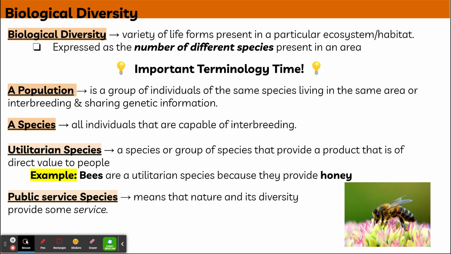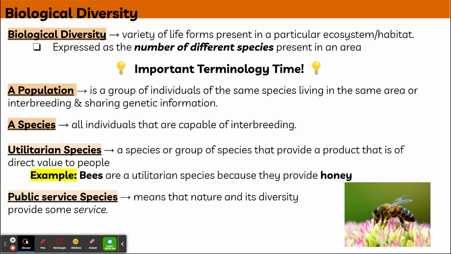A population is a group of individuals of the same species living in the same area that are capable of interbreeding and sharing genetic information. So, for example, a dog and cat species would be different, even though they are living in the same area. There are still two totally different populations of two different species.